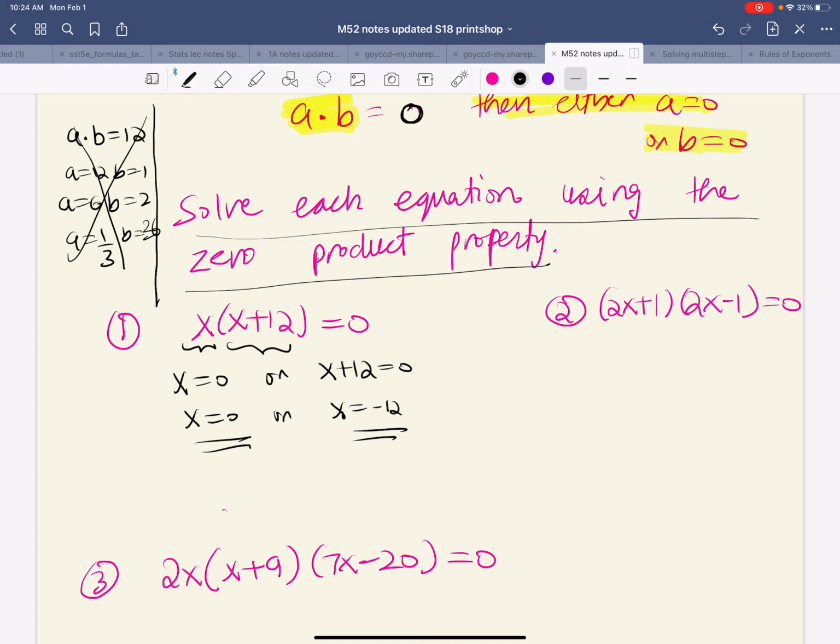Okay, next, number 2, we have 2x plus 1 times 2x minus 1 equal to 0.